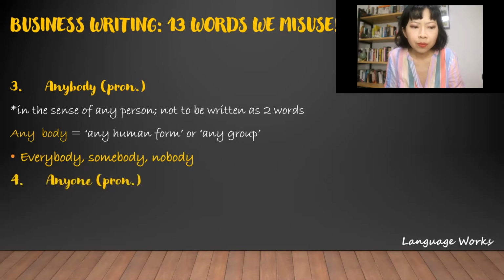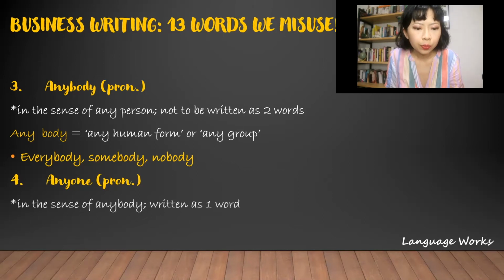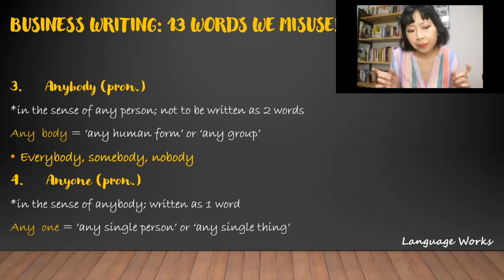Number 4, similarly, we've got anyone as a pronoun. This should be written as one word. What happens if you separate them? It would mean any single person or any single thing. Just insert single in the middle and then the meaning changes. Okay, so normally if you are referring to anyone, it's one word.